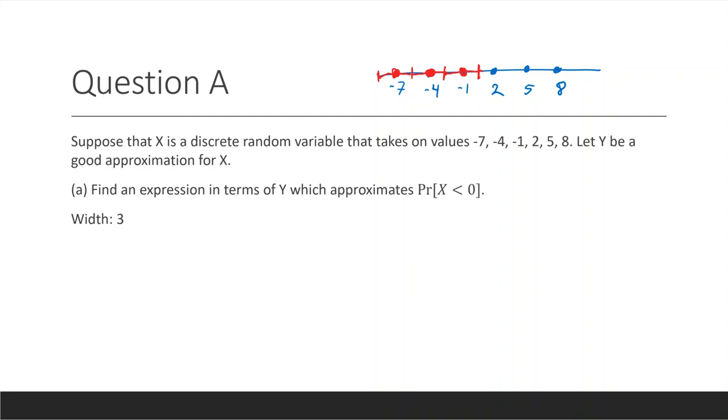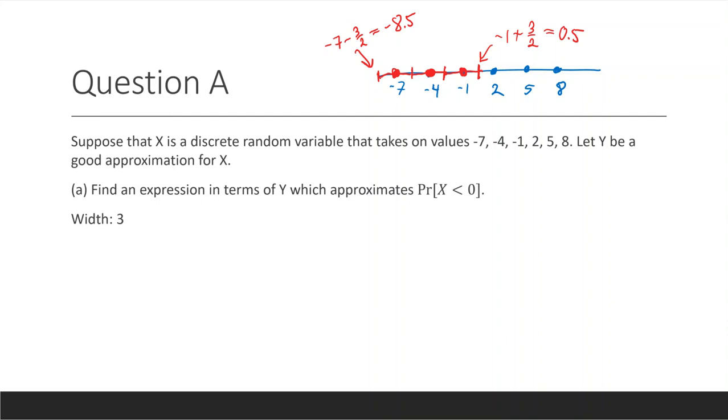And in order to actually get an expression using the probability of y, we need to know what the endpoints are. But really, we only need to know the endpoint of the leftmost interval and the rightmost endpoint. So over here, we have -7 minus 3/2 is -8.5. And over here, we have -1 plus 3/2 is 0.5.